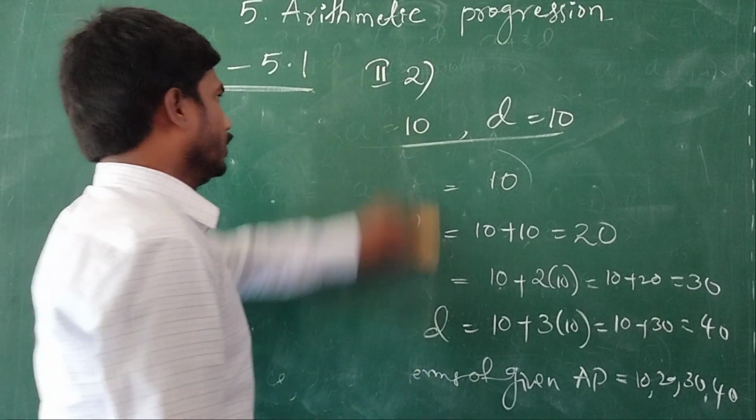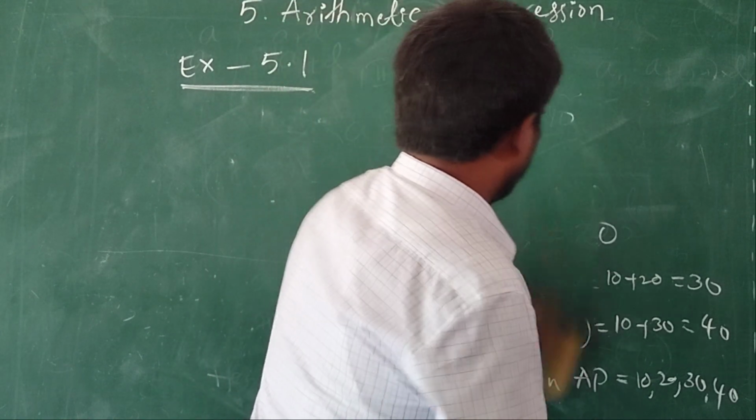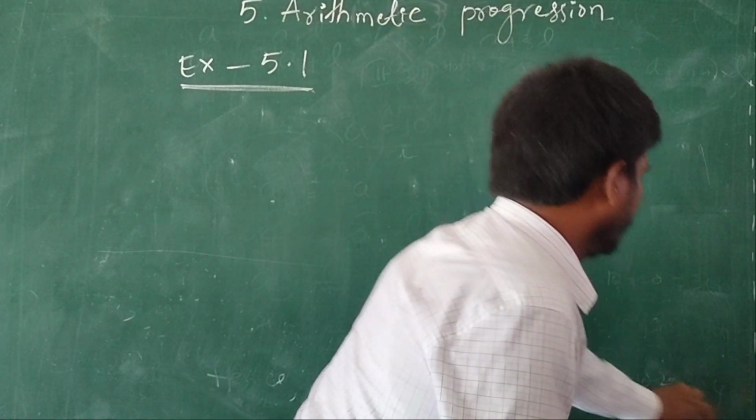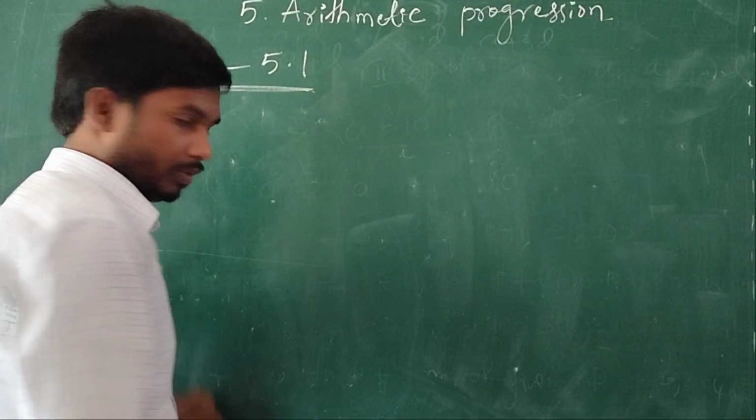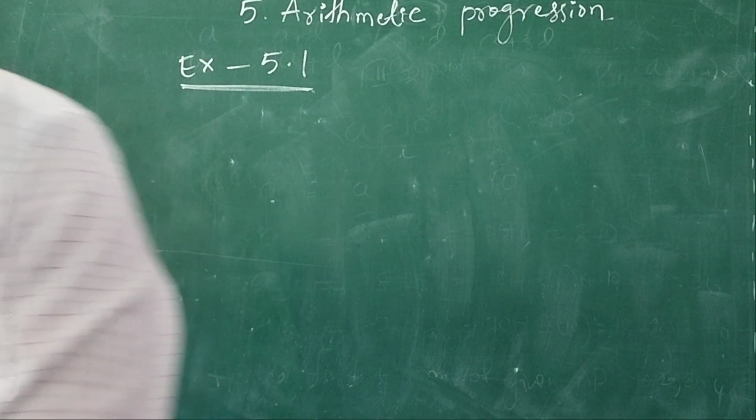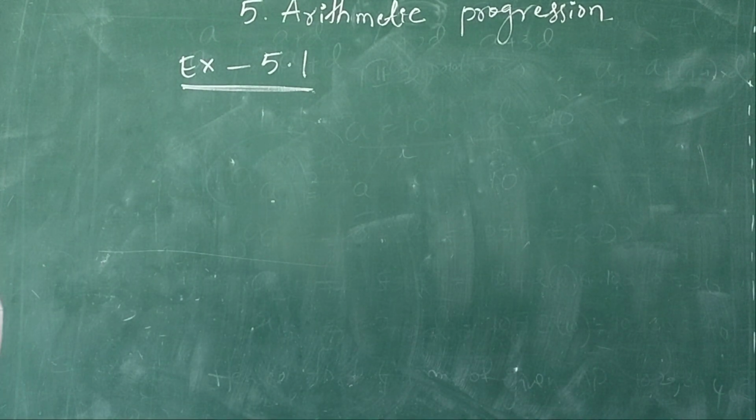Next model, this is the second bit. All the problems are the same model, just finding the first four terms. In the second bit, 5 problems are there in total, all of them the same model.